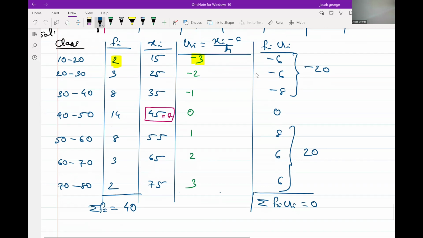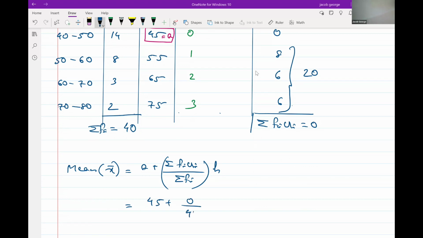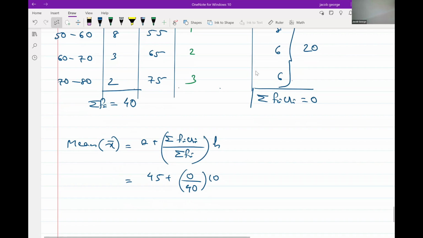Okay. So now we calculate the mean. Mean x bar is equal to, what's the formula for mean x bar? Correct. Very good. A plus sigma Fi Ui by sigma Fi into h. Now you please substitute. A is 45 plus 0 by 40 into 10. 0 by 40 into 10 is how much? So x bar is 45.